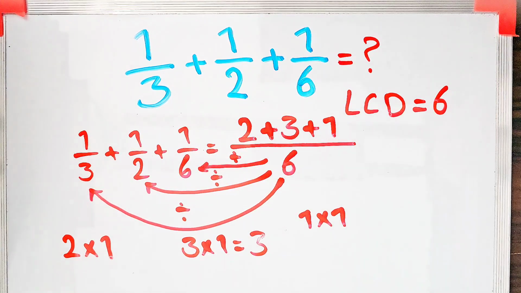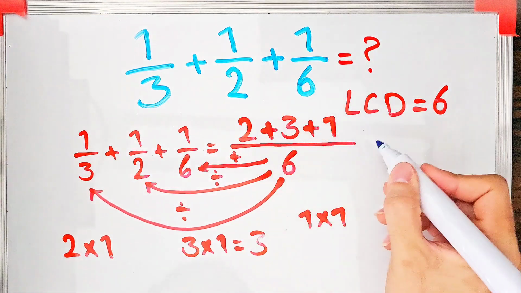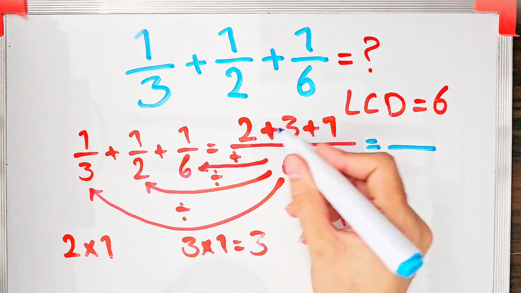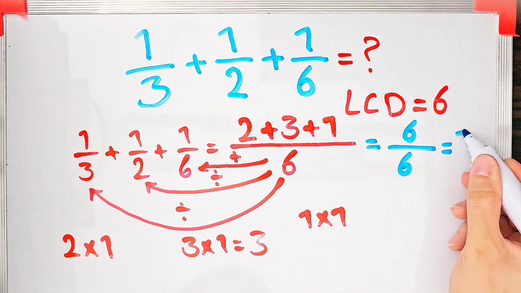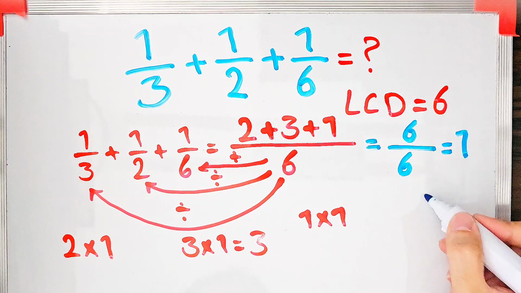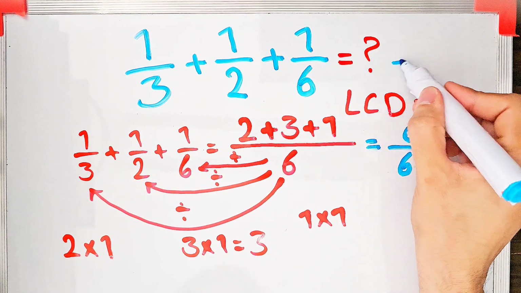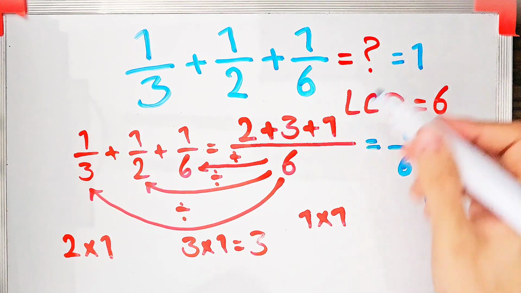2 plus 3 plus 1 equals 6. In the numerator we have 6, and in the denominator we have 6. 6 divided by 6 equals 1. And we find the answer to this question. The answer is 1.